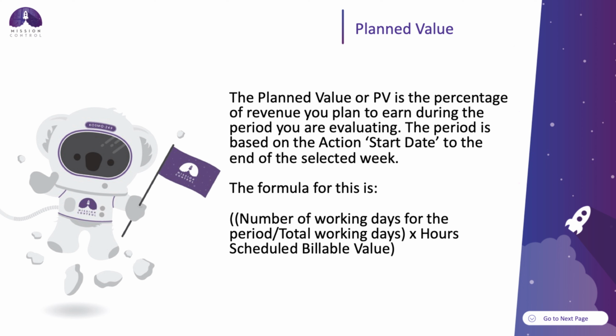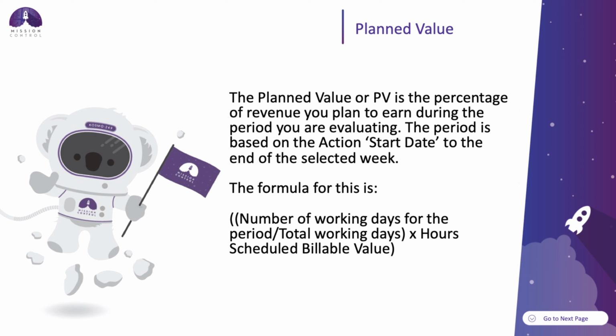Now let's discuss the figures that make up the recognized revenue. Starting with planned value. The planned value, or PV, is the percentage of revenue you plan to earn during the period that you are evaluating. The period is based on the action start date to the end of the week that's selected. The formula for this is the number of working days for the period divided by total working days times the hours scheduled billable value.